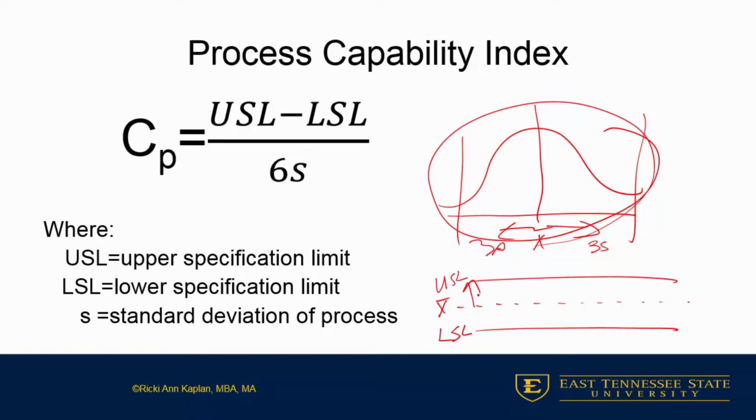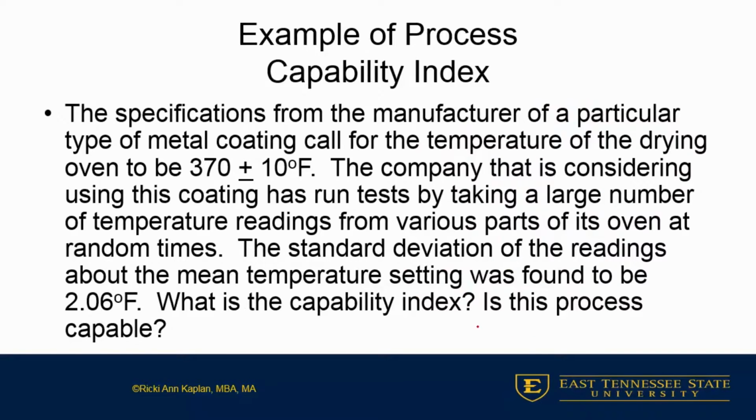So there's three standard deviations going up and three standard deviations going down to the lower specification limit, which gives us a total of 6 standard deviations within our specification limits. So let's take a look at this problem. The specifications from the manufacturer of a particular type of metal coating call for the temperature of the drying oven to be 370 plus or minus 10 degrees Fahrenheit. So 370 degrees plus or minus 10 degrees Fahrenheit.